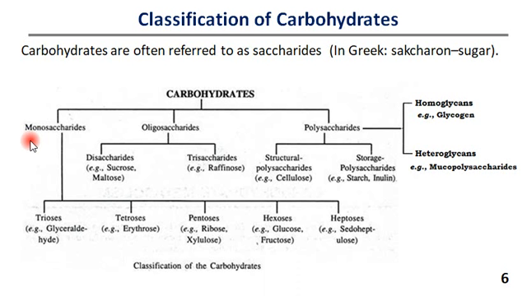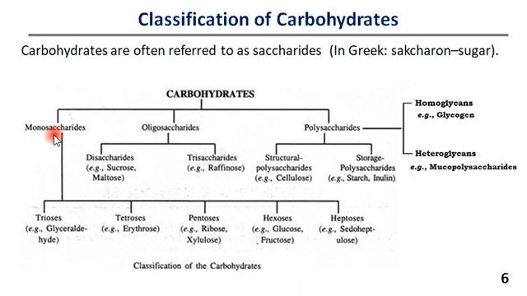Monosaccharides are sweet in taste, they are crystalline and they are soluble in water. One of the important characteristics of monosaccharides is that they are reducing in nature. On the basis of the presence of the functional group, aldehyde or ketone, monosaccharides are differentiated into aldoses and ketoses.